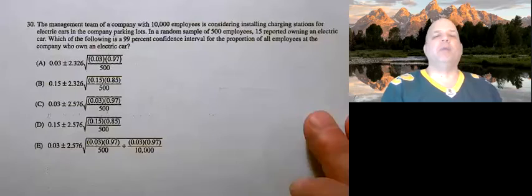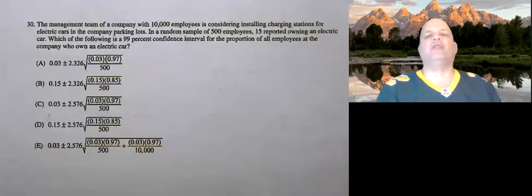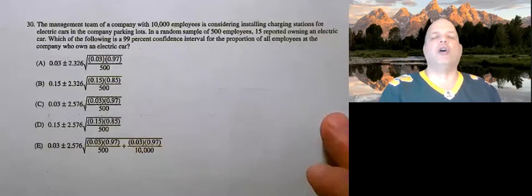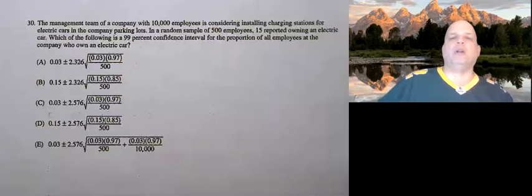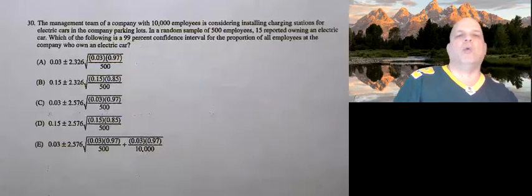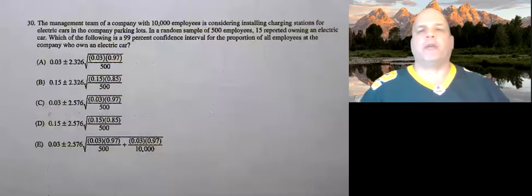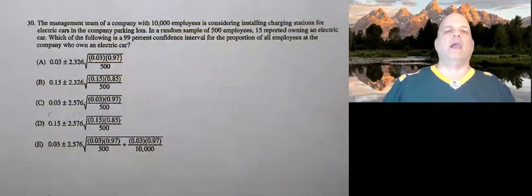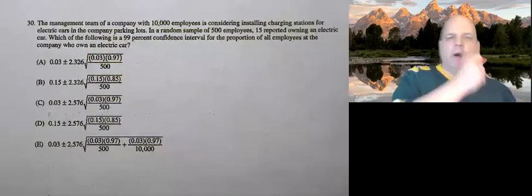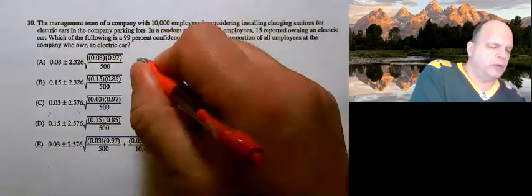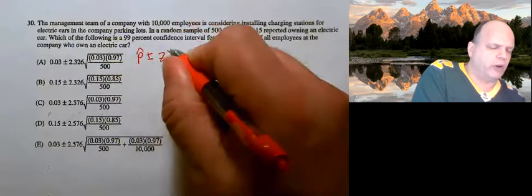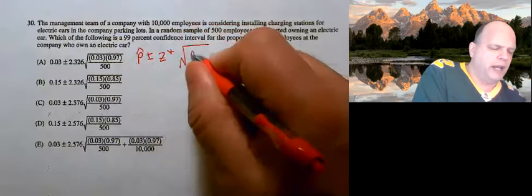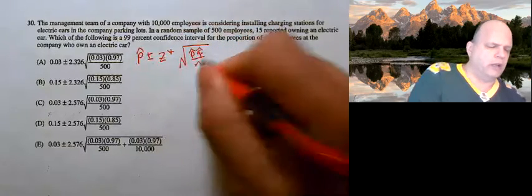The management team of a company with 10,000 employees is considering installing charging stations for electric cars in the company parking lots. In a random sample of 500 employees, 15 reported owning an electric car. What is the 99% confidence interval for the proportion of all employees at the company who own an electric car? So remember our confidence interval, p hat plus or minus z star, square root of p hat, q hat over n.